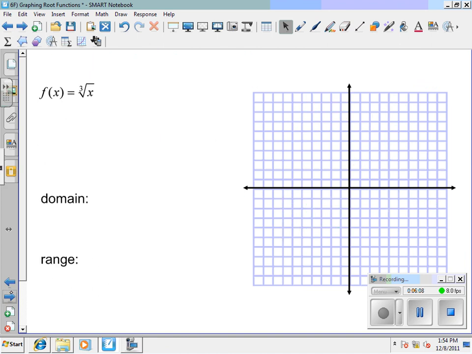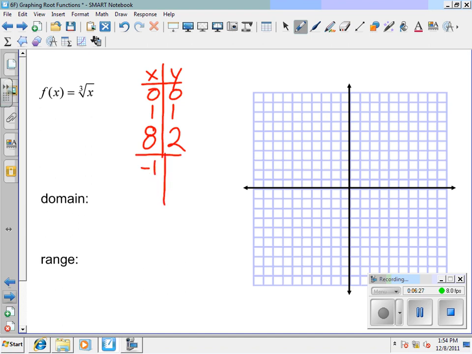Let's look at the cubic root of x. So again, let's come up with a table, x and y. Plugging in 0, the cubic root is 0. The cubic root of 1 is 1. Now again, what's the next perfect cube? That's going to be 8. What's the cubic root of 8? 2. Okay. And we can see the same thing for -1 and -8. And we have negative values because we have an odd root.